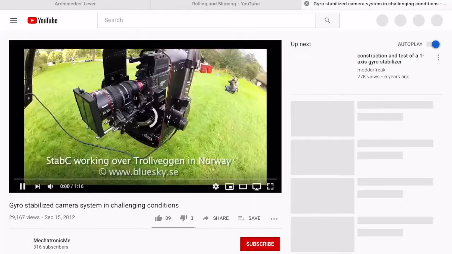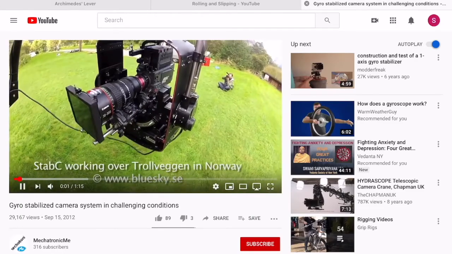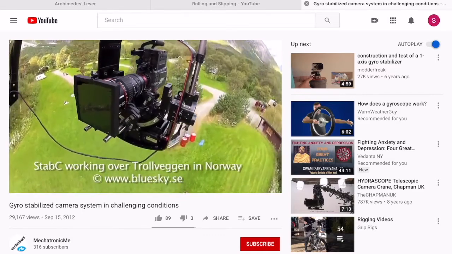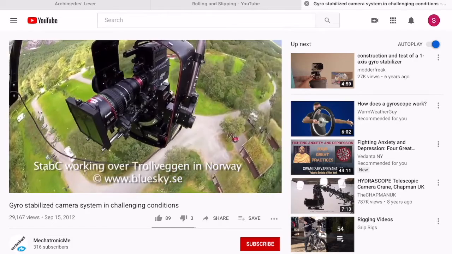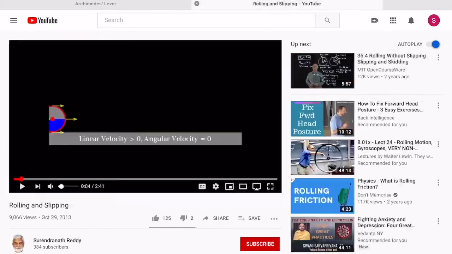So here's an example of a gyro camera. The camera is mounted on a helicopter, but as you can see, the helicopter might be moving around, but the camera always points in the same direction. So it's a gyro stabilized camera.